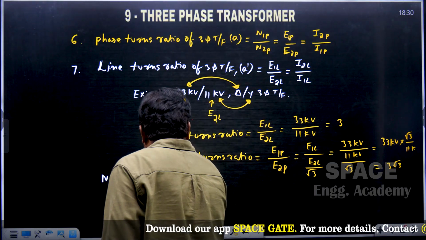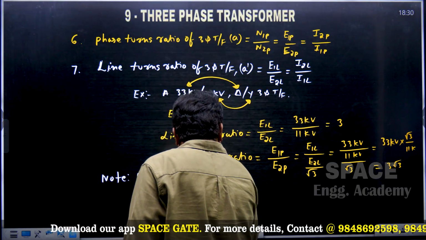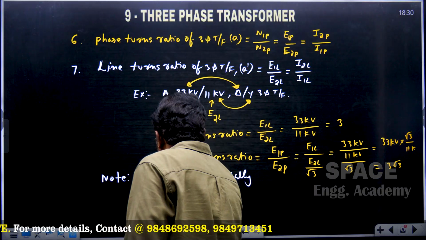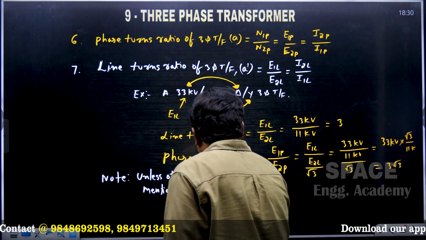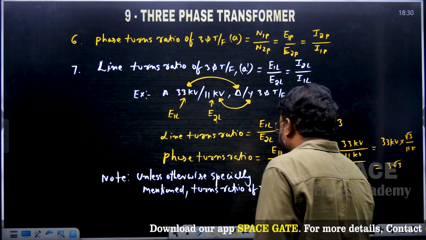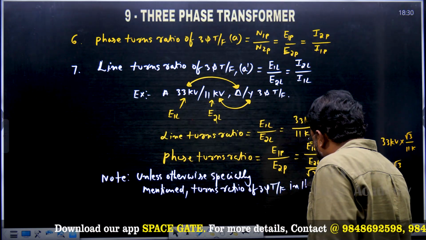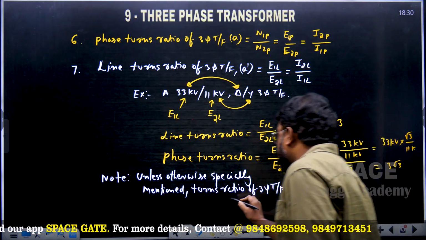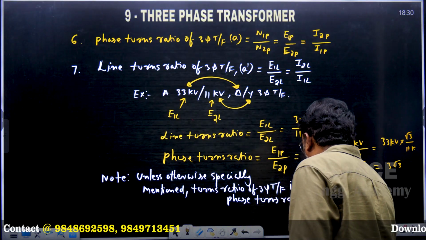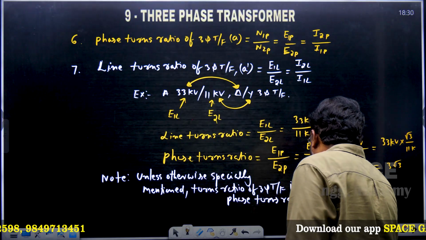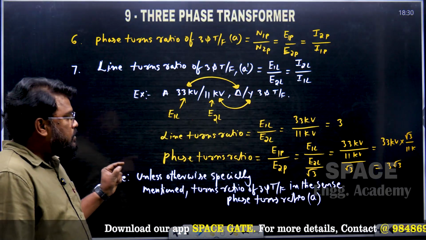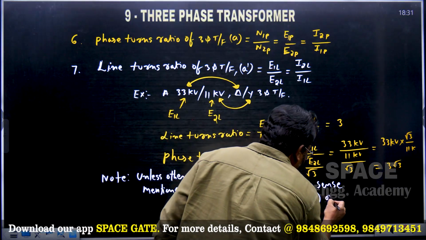Unless otherwise specially mentioned, the turns ratio of the 3-phase transformer means the phase turns ratio only. So this is denoted by A.